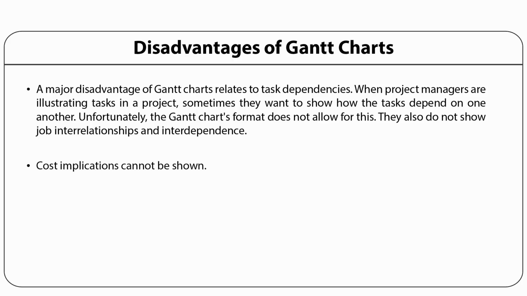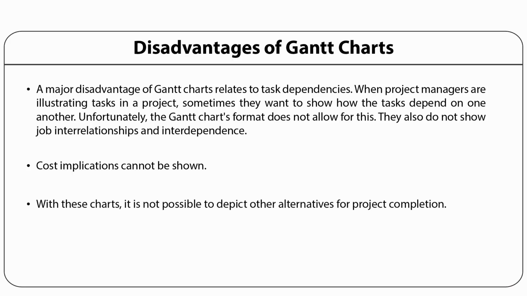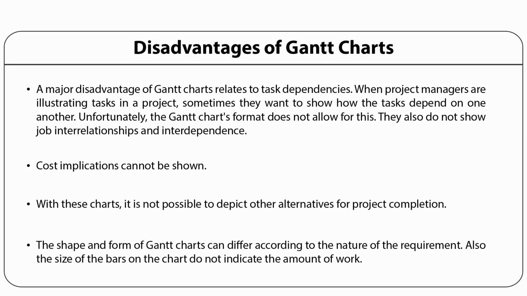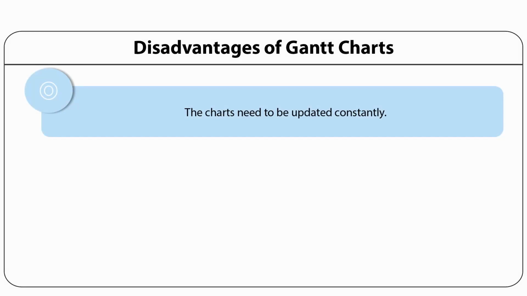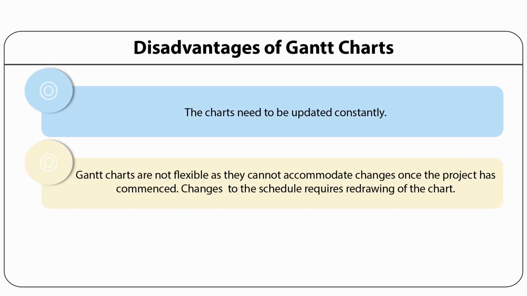Secondly, cost implications cannot be shown in the Gantt charts. Thirdly, with these charts, it is not possible to depict other alternatives for project completion. Fourthly, the shape and form of Gantt charts can differ according to the nature of the requirement. Also, the size of the bars on the chart does not indicate the amount of work. Fifthly, the charts need to be updated constantly. Sixthly, Gantt charts are not flexible as these cannot accommodate changes once the project has commenced.